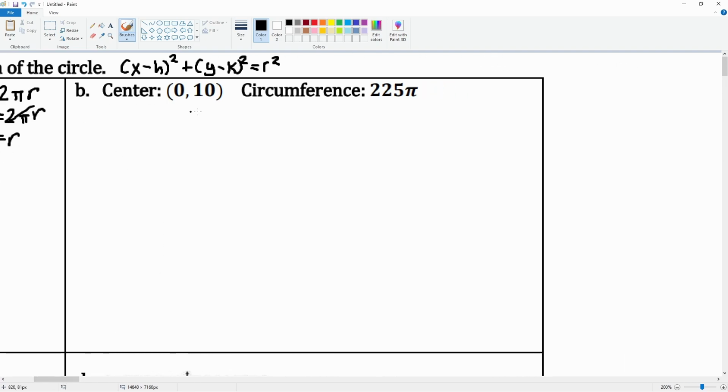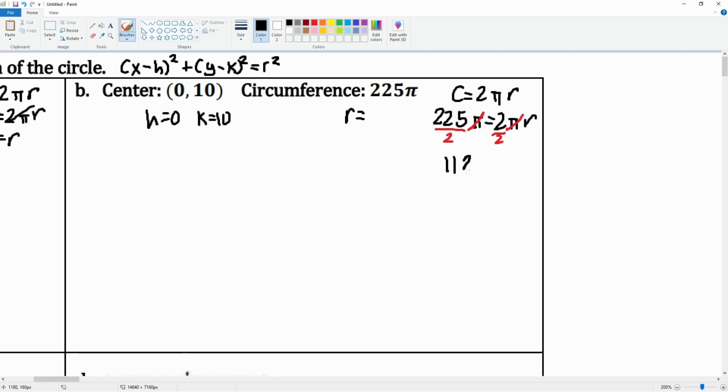Okay. Next part, same thing here. h is equal to 0, k equals 10. But now we have the circumference and we want to know the radius. We know circumference is equal to 2 pi r. Here the circumference is 225 pi, which is equal to 2 pi r. You see there's a pi on both sides, that cancels. Then we divide by 2 on both sides. 225 divided by 2 is 112.5, which is equal to r. So there you go. That is the radius.